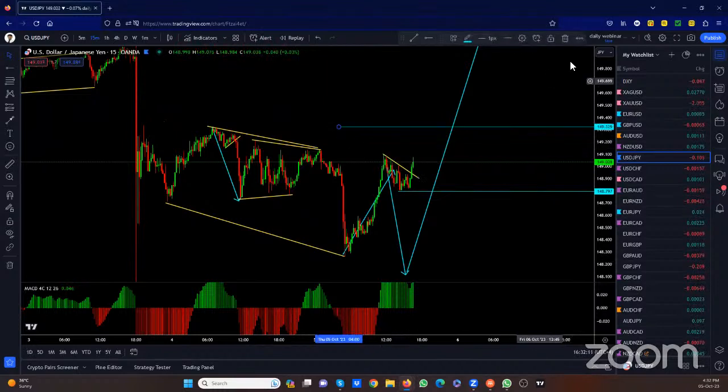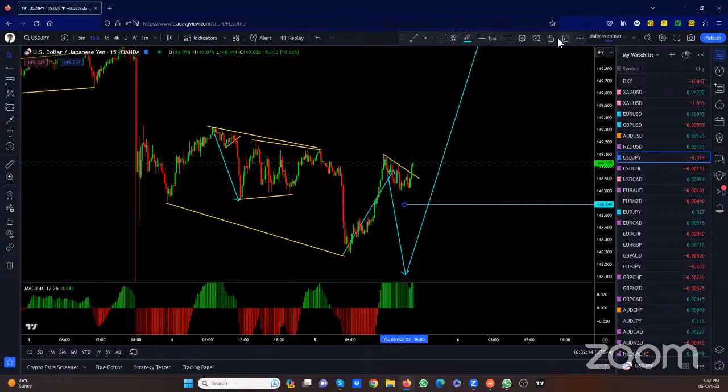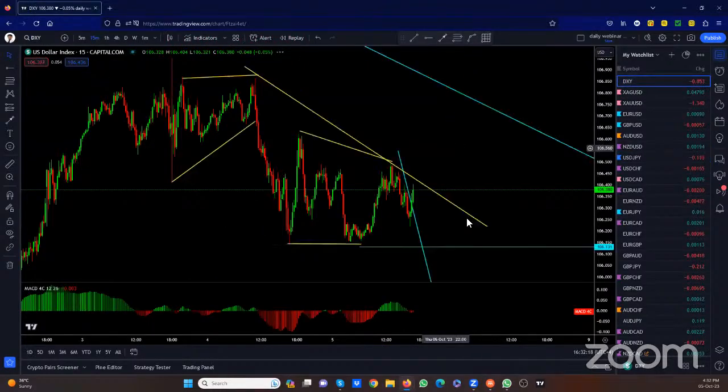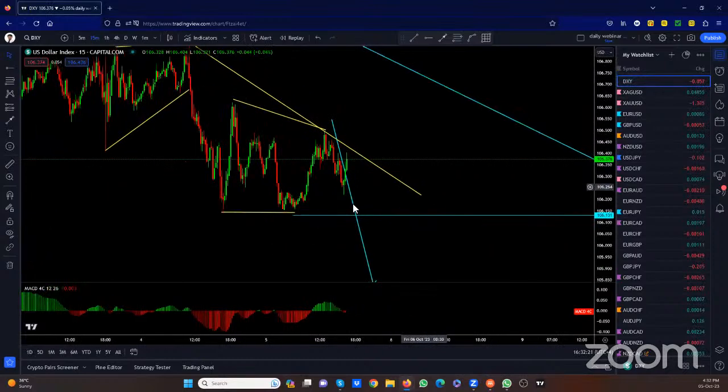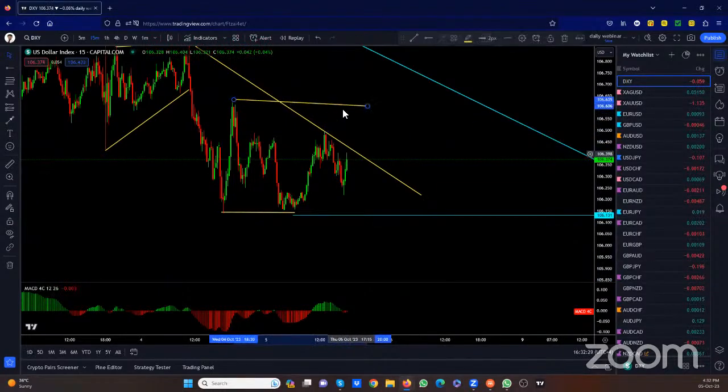Take this out. Take this out. And let's start with the dollar index. Dollar index. Okay, this could still go up some more. It's not coming down as yet, so we'll wait to see if it actually goes higher and then come down. Right, this could go there.